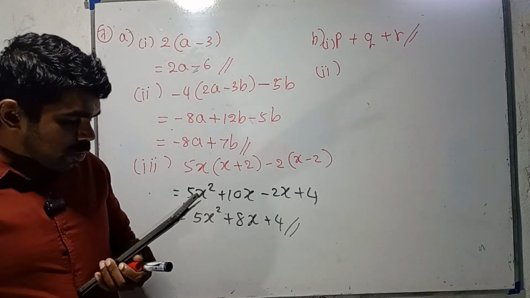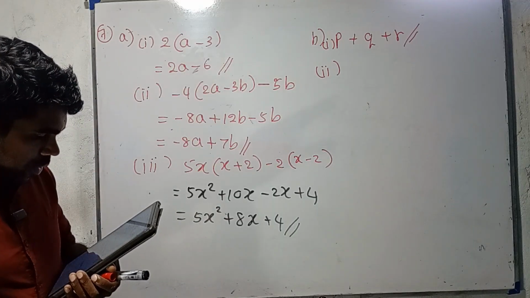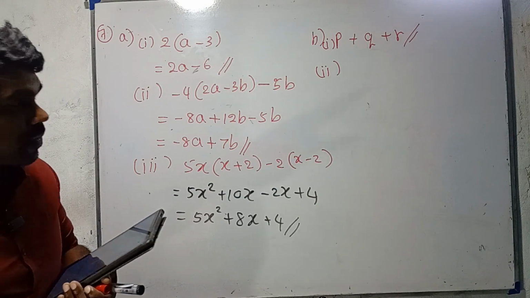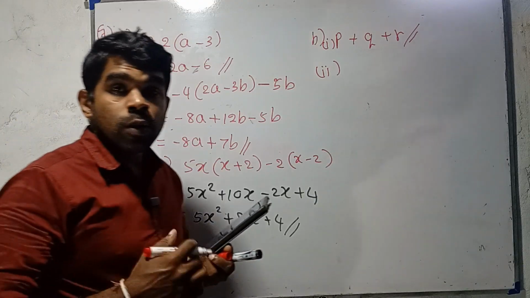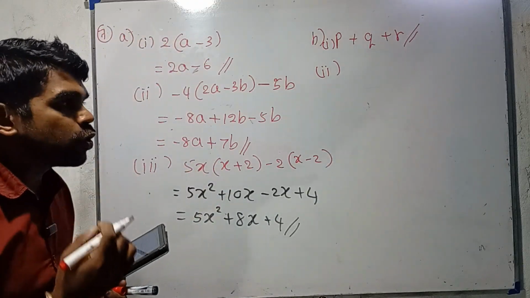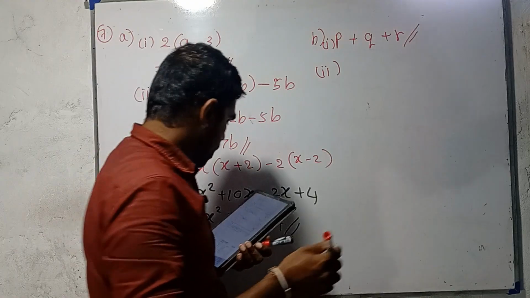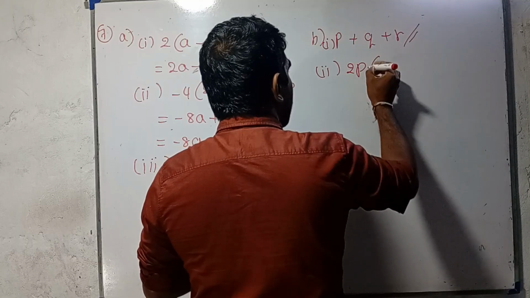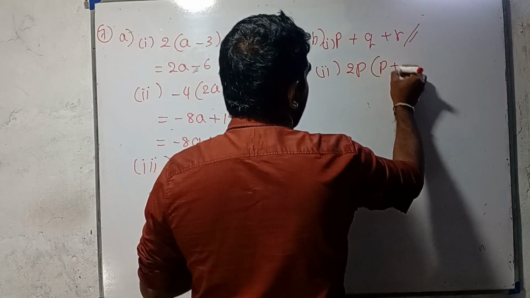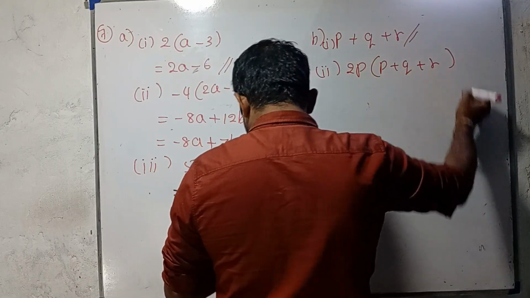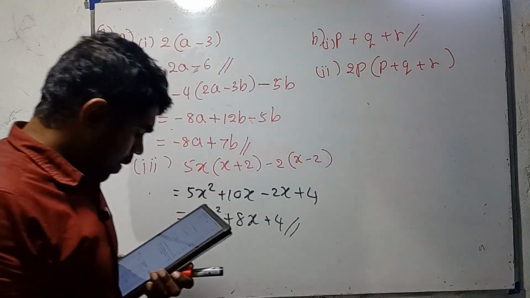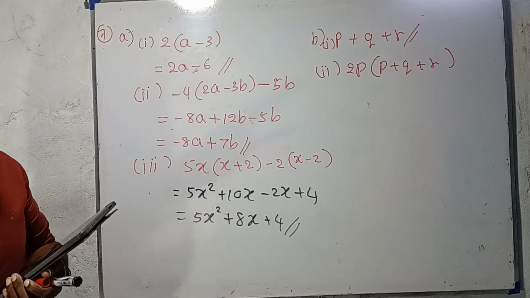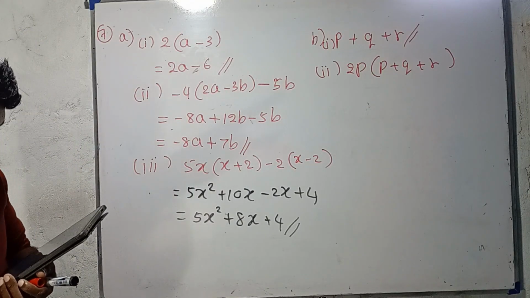Then part 2. If one pen costs 2p rupees, write the total cost as an algebraic expression. When getting the total cost, we multiply the price of a pen and the number of pens. Price of a pen is 2p. We have to multiply by the number of pens, p plus q plus r. We have to write the algebraic expression, therefore it is not compulsory to simplify.